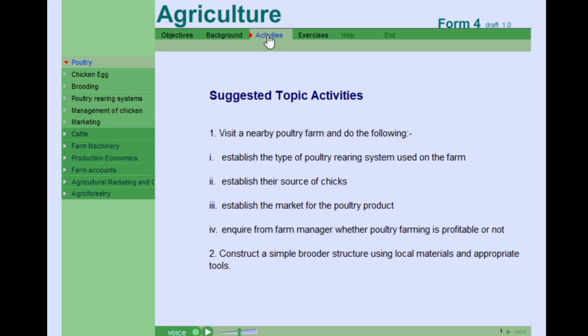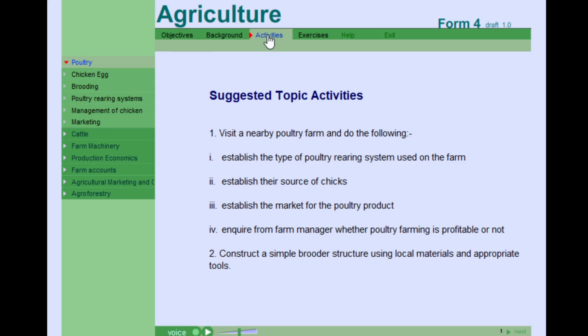Construct a simple brooder structure using local materials and appropriate tools. Obtain several eggs and use a candle light or a torch of light to check for fertility, presence of hair cracks on shell, presence of double yolks, size of airspace, and presence of meat and blood spots.